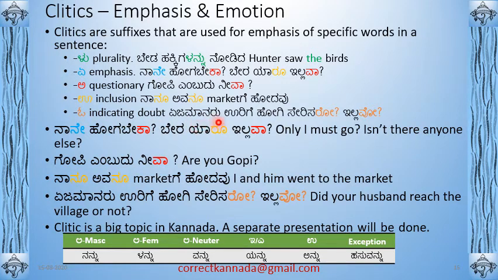Yajamanaru ಊರಿಗೆ ಹೋಗಿ ಸೇರಿಸರೋ ಇಲ್ಲವೋ, right? So here what you're trying to say is Yajamanaru means boss or it means husband. So here is the translation. Did your husband reach the village or not? You're asking a question. Serisu means to reach. Serisaro, when you add ro to it, you're asking, has he reached? You're doing what you call a change in your tone, right? That's exactly how it is done in Kannada with the ro. Serisaro illavo, like that. Okay.